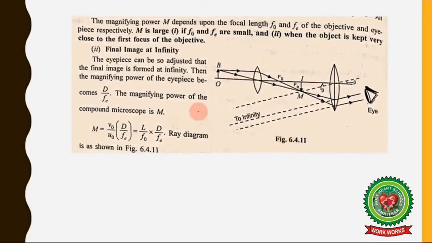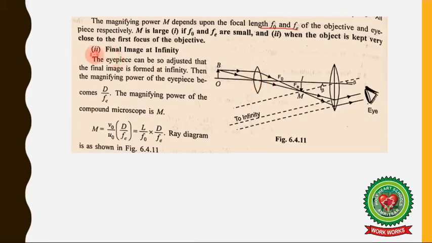Here are some points which you should know: the magnifying power depends upon focal length. From the last equation, we get that the magnifying power of a compound microscope depends upon the focal length of the objective and the eyepiece. M is large if f0 and fe are small. It means the smaller the focal length of the eyepiece and objective, the more will be the magnification. Secondly, when the object is kept very close to the first focus of the objective, the distance between the object and the objective lens would be small.